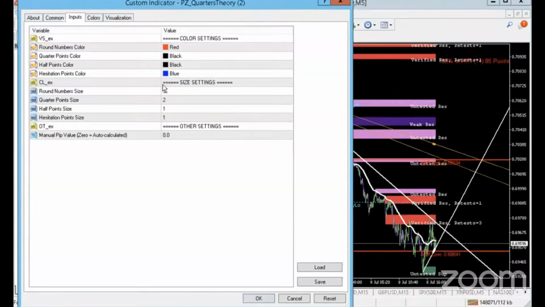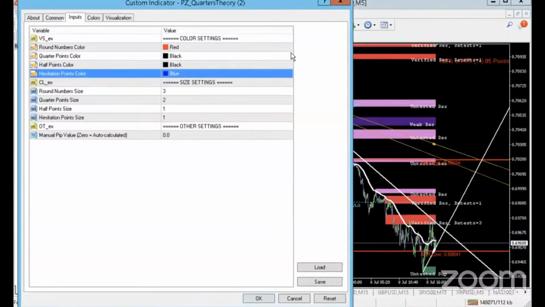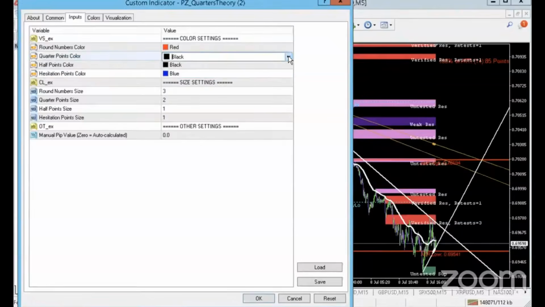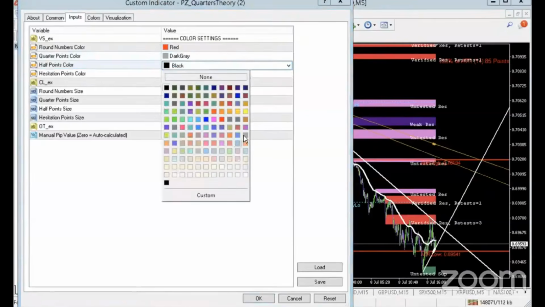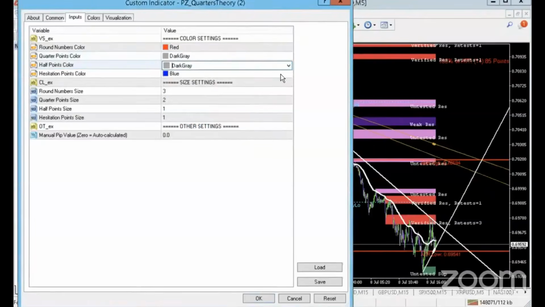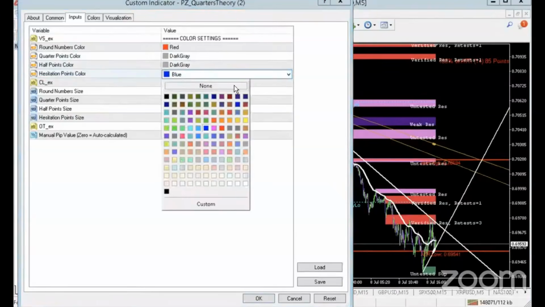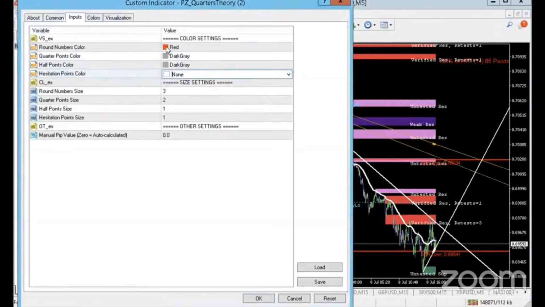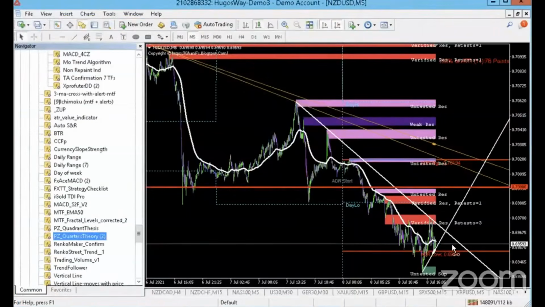So, let's talk about this one real quick. Hesitation points you can decide to turn on or off. Most of my charts I have them turned off. I like it on US 30 though. I have been liking the hesitation points on US 30. Everything else I have a chart set up like this. I'll turn this off just for this purpose. My whole numbers, my quarter points, and my half points. So I have it set up like this. I'm going to go ahead and hit OK.